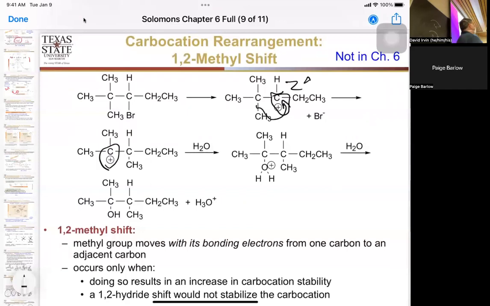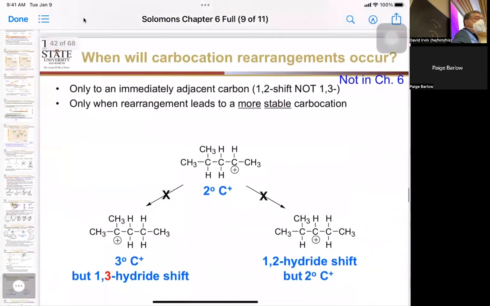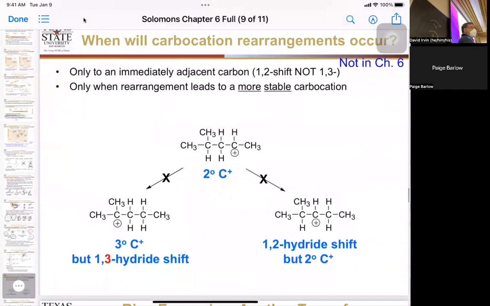Now, what's the last way we can do this? Well, turns out we can do not just a methyl group, but, oh, sorry, I wanted to reiterate this. Your secondary carbocation will only ever convert to a tertiary carbocation. It's not going to skip over an atom. We can't do a 1,3. We can't do a 1,2 and go to another secondary. You can only go from a secondary carbocation to a tertiary carbocation, and only moving one carbon, 1,2.